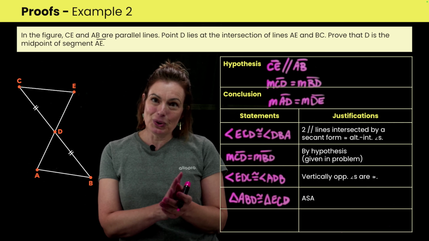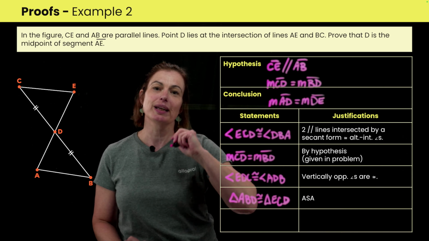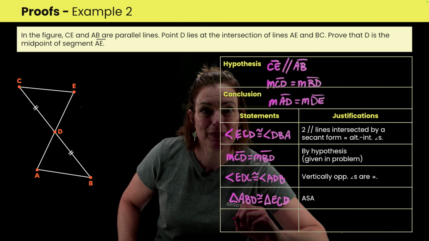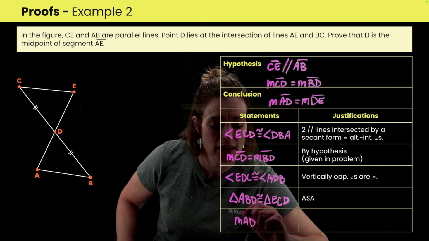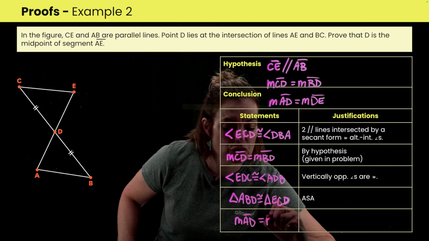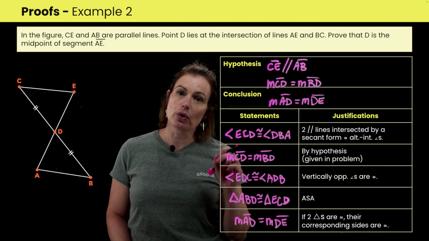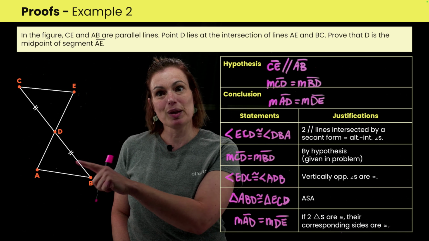Now, if I have two congruent triangles, that means their corresponding sides are going to be equal. So if I go back to my conclusion here, I have now proven that. And I can go ahead and make the statement that the measure of AD is equal to the measure of DE, because if two triangles are congruent, their corresponding sides are congruent. I have now proven that D is in fact the midpoint of AE. So that concludes our crash course on proof writing.